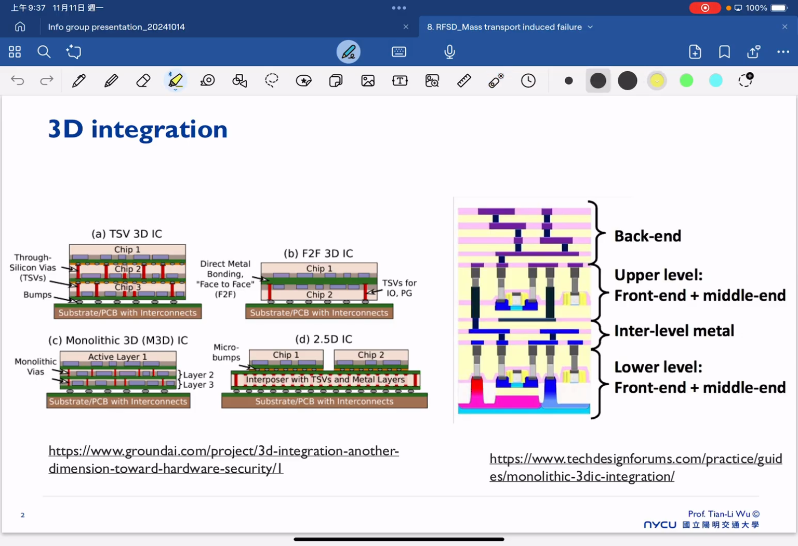In this case, we connect different chips. We have chip 1, chip 2, chip 3, and each one we connect through what we call the through silicon vias, TSVs. Basically, we use the through silicon vias to connect the chips in between, but in a vertical way. That's what we call the TSV 3D IC technology.